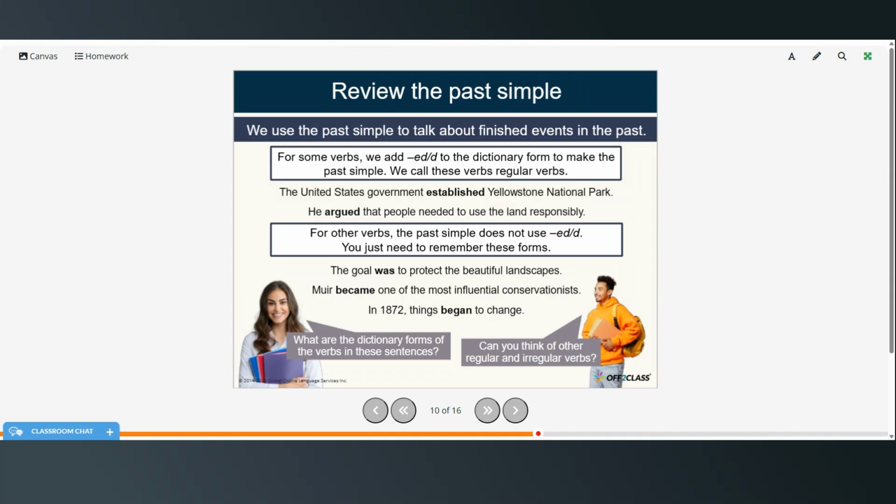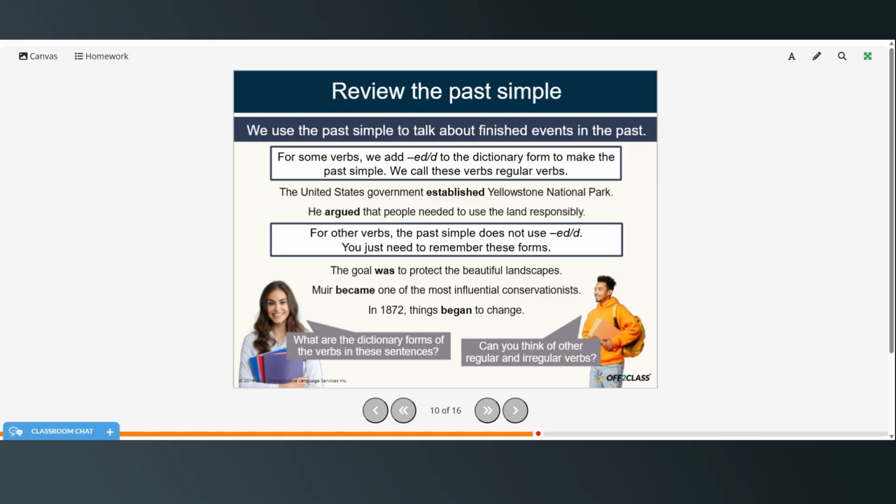All right, so this is a quick review of the past simple. We use the past simple to talk about finished events in the past. For some verbs, we add ed or d to the dictionary form to make the past simple, and we call these regular verbs. So the United States established Yellowstone National Park, and he argued that people needed to use the land responsibly. So here we added ed to establish and d to argue to form the simple past.